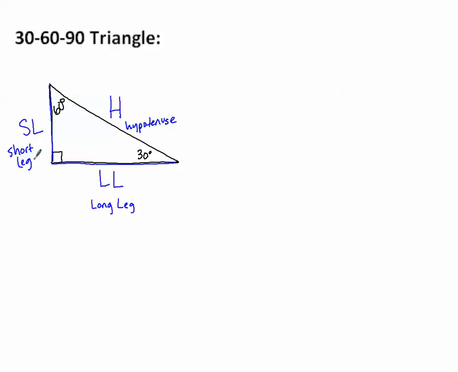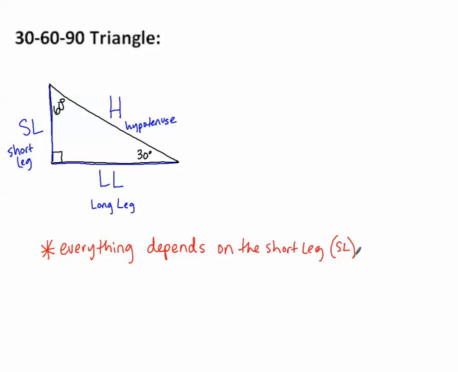What's the relationship between these three sides? Here's the formula. First of all, everything depends on the short leg. So let's make a note of that. Finding every side depends on what the short leg is. So we always find that first. We're calling that SL, the short leg. So always find the short leg first, because everything depends on it. We can't find the other things without finding the short leg.